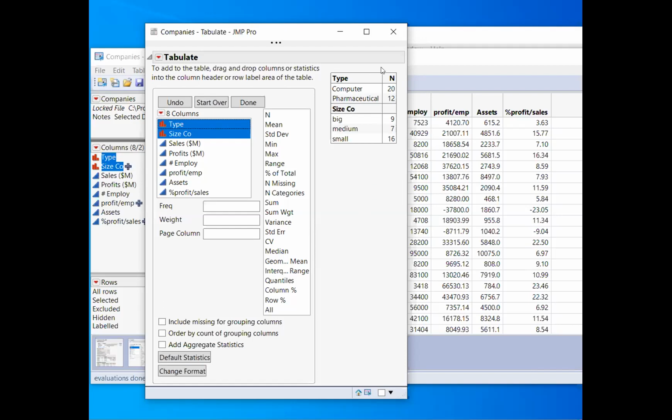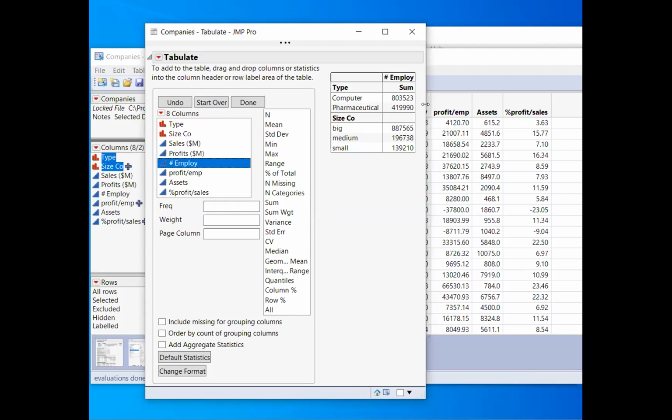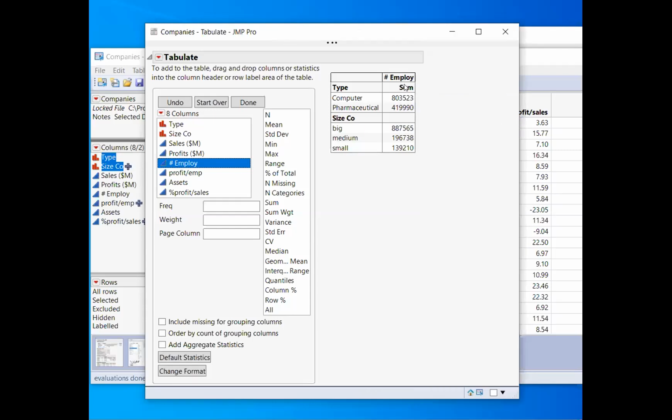So what should I do? I should add that variable, for example, number of employees or profit or sale. Number of employees goes on N, right? That shows the sum. This is what's the sum of number of employees in computer companies versus pharmaceutical companies. What's the sum of number of employees in big companies versus medium versus small? Does that make sense?